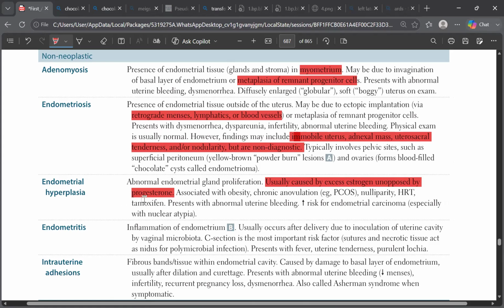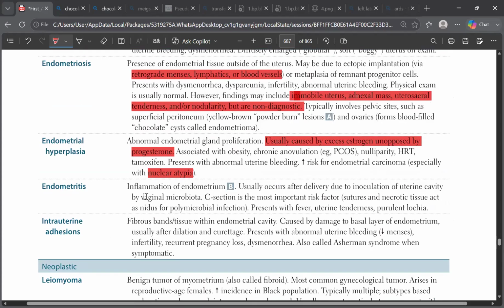But it causes inhibition of breast cancer tissue while having pro-estrogen effects on the endometrial tissue, and thus it causes endometrial hyperplasia. It presents with abnormal uterine bleeding, as in all the conditions related to endometrium. Increased risk of endometrial carcinoma, especially with nuclear atypia. If there's nuclear atypia, then it increases the risk for endometrial carcinoma. The important thing to remember is that it is caused by unopposed estrogen increase, which can be due to obesity, PCOS, nulliparity, HRT, and tamoxifen.